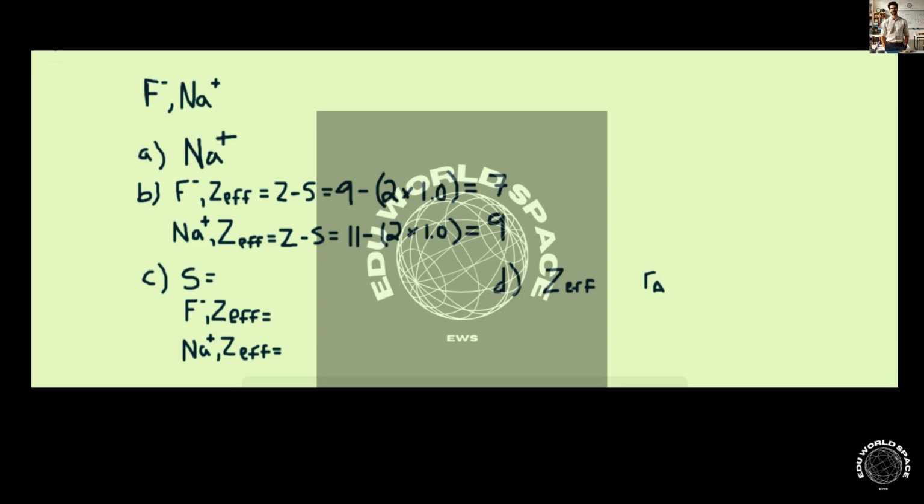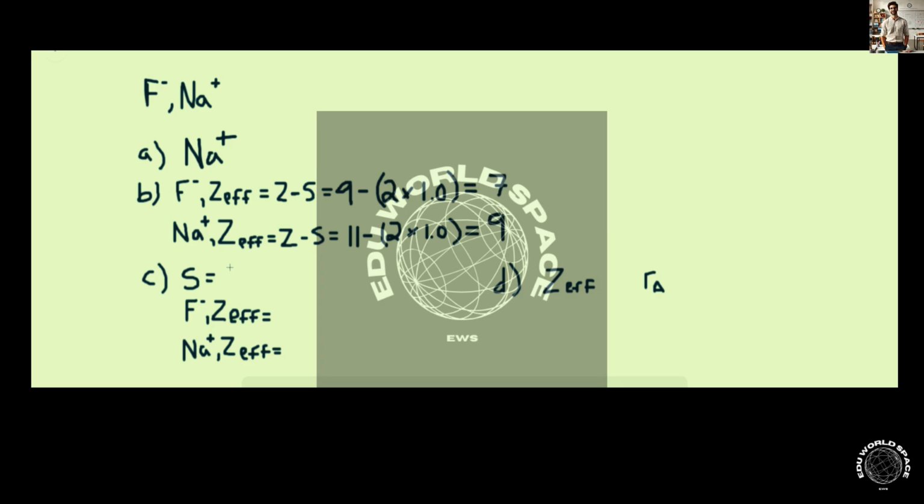Then in C it says to repeat this calculation using Slater's rules to estimate the screening constant. Slater's rules tell us that the electrons in the same group contribute 0.35 to the screening constant, and those in the n-1 group contribute 0.85. And that's as many of the rules as we need to know to solve this problem.